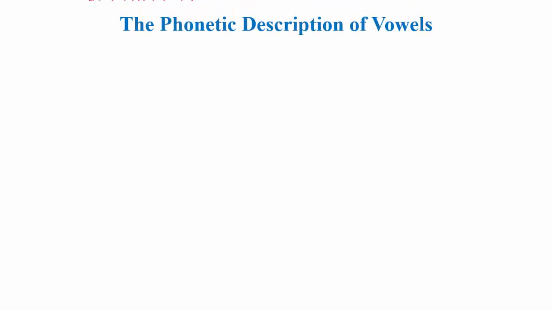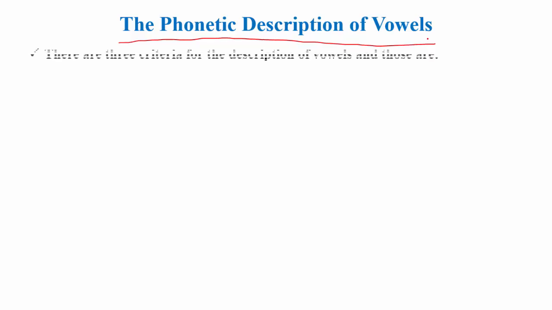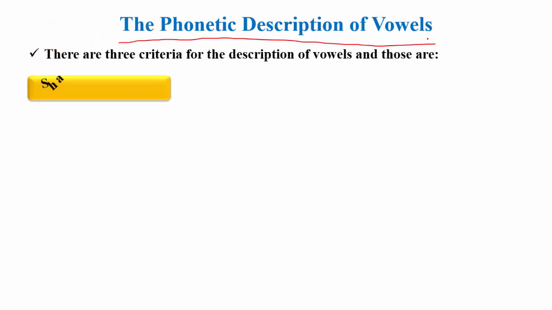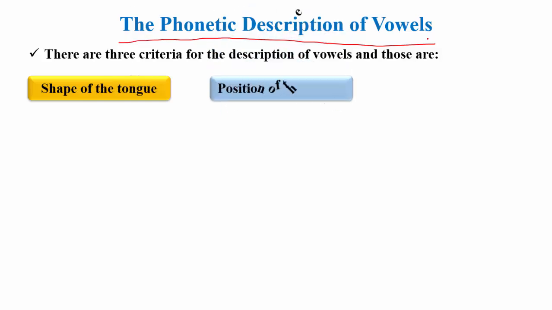After defining vowels and their subcategories, let's talk about the phonetic description of vowels. There are 3 criteria for the description of vowels, and those are: number 1, the shape of the tongue, number 2, position of the tongue, and number 3, shape of the lips.